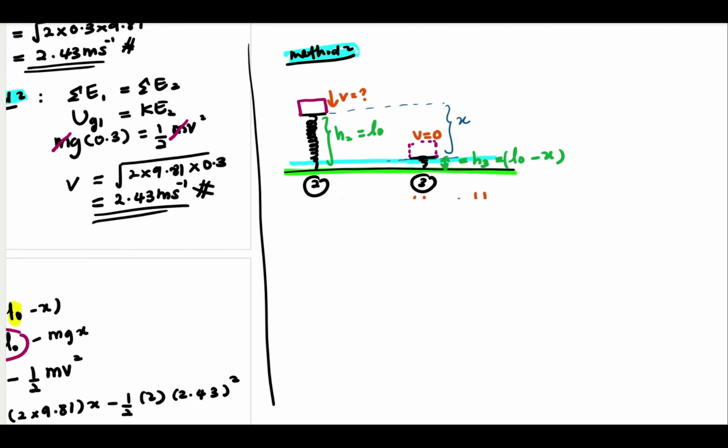Kan, dia betul-betul stop dekat sini. So, dia mula dekat sini. Okay. So, means that the height of the object now, we can consider the height is X. Maknanya pada gambar yang kedua, height dia bukan X, bukan L0. Kalau L0 tadi, dia adalah sampai bawah ni, sampai green line tu. Kali ini, dia adalah X saja.